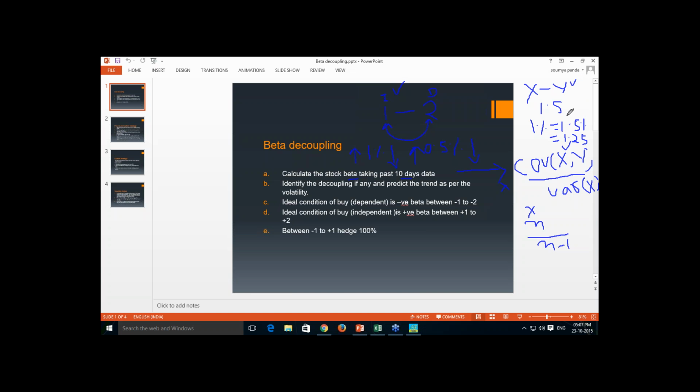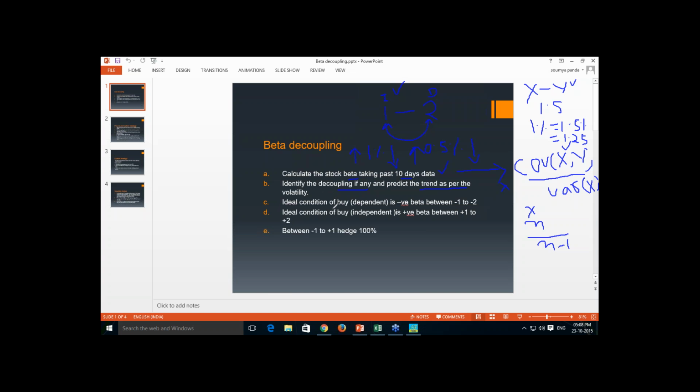In the same way, if it is moving by 2%, you can say that it is positively decoupled by 0.5%. So decoupling is nothing but the difference from what you are expecting as per the beta relationship. If that doesn't happen and it moves differently, then first we have to calculate the beta by taking the past 10 days data, identify the decoupling, and predict the trend as per the volatility. If you are utilizing the volatility, it is well and good. If you do not want to utilize volatility, you can ignore the second part of this.